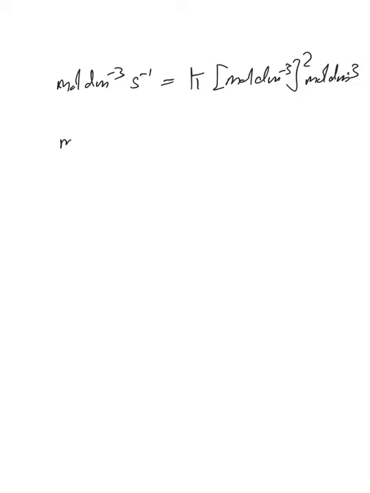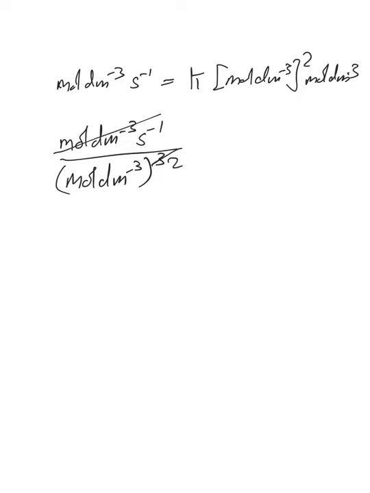We would then have mol dm^-3 s^-1 equals our rate constant, and then on this side we'll have mol dm^-3 squared, and then another mol dm^-3. So if we rearrange that, you're left with mol dm^-3 s^-1 over mol dm^-3 cubed. Cancel one of those, and it's to the power 2. And then when we bring it above the line, you have mol^-2 dm^6 s^-1.